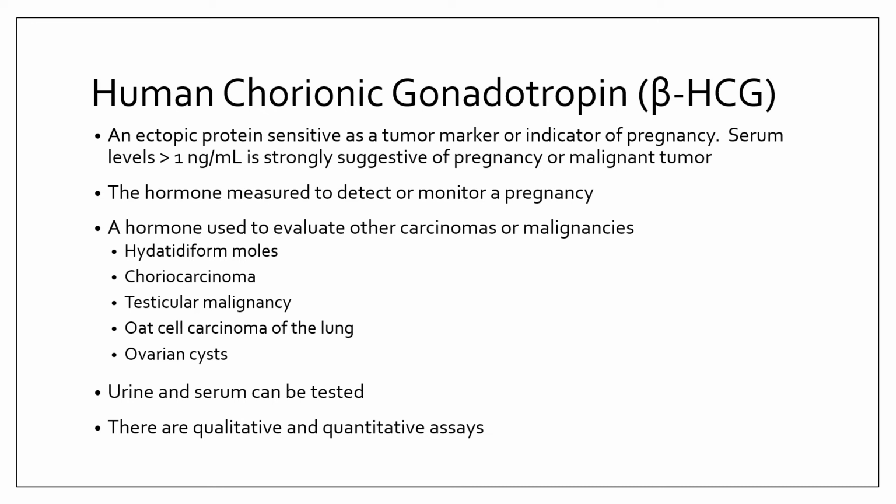There's actually two types of HCG. One is called alpha HCG and one is called beta HCG. We're always going to look for beta HCG for pregnancies and tumor indicators. Alpha HCG is similar to other hormones, and that's why we don't look for alpha HCG. Instead, we look for beta HCG, which is very unique and easy to evaluate, and it's very different than other hormones.